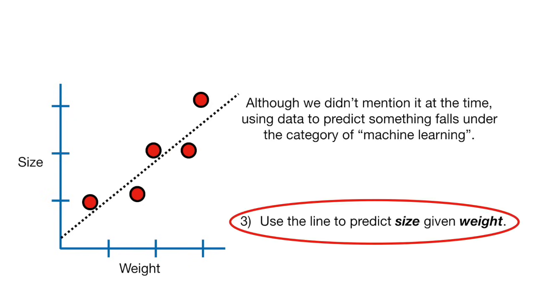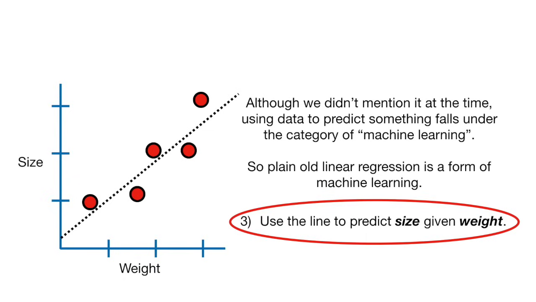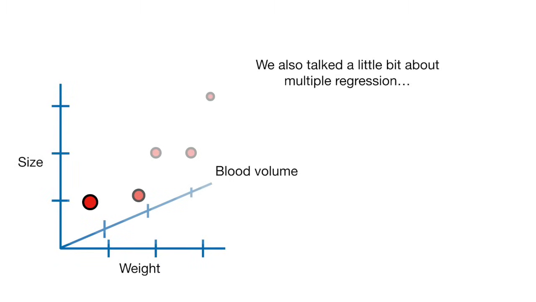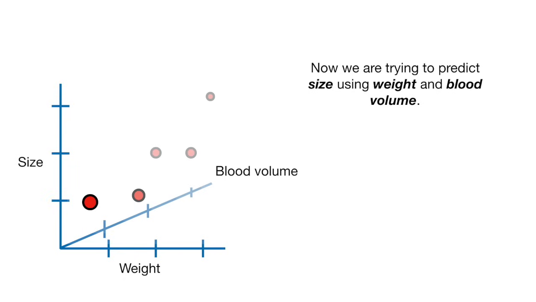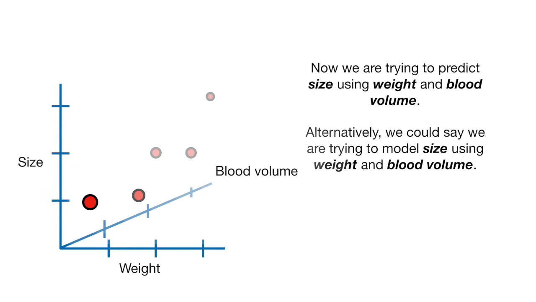Although we didn't mention it at the time, using data to predict something falls under the category of machine learning. So plain old linear regression is a form of machine learning. We also talked a little bit about multiple regression. Now we are trying to predict size using weight and blood volume. Alternatively, we could say that we are trying to model size using weight and blood volume.